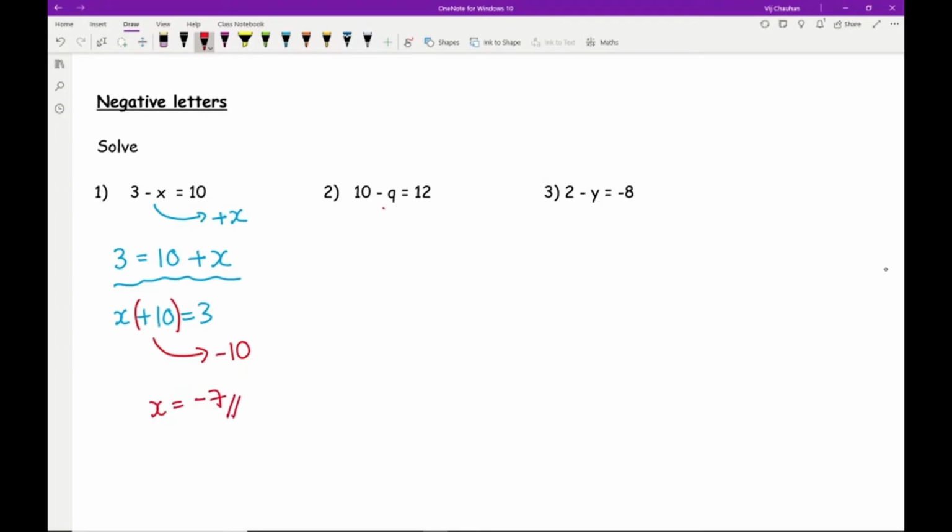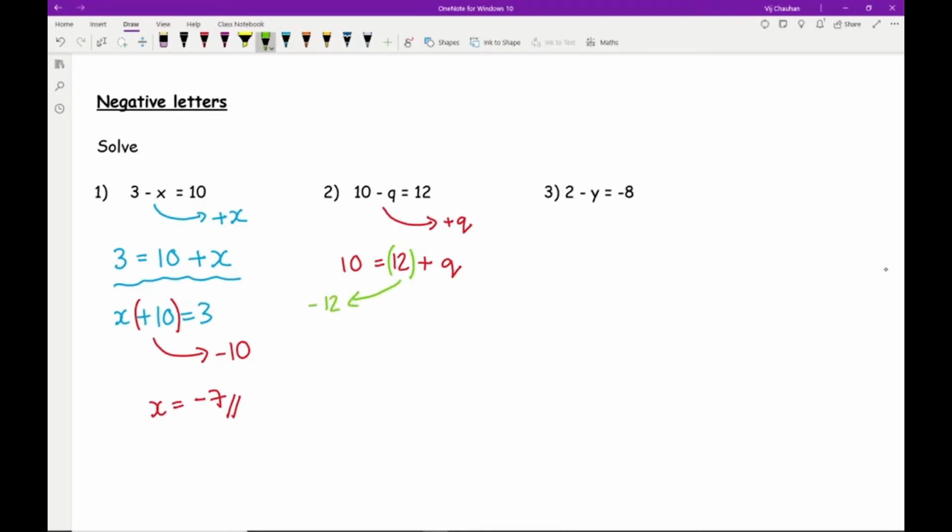So again here, I take the q over to the other side to make it positive. So I've got 10 equals 12 plus q. And again, if I just keep it as this side, I want to get rid of 12, and 12 is being added. So the opposite of adding 12 is to take away 12.